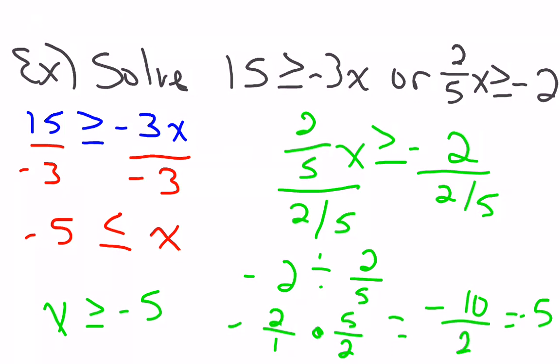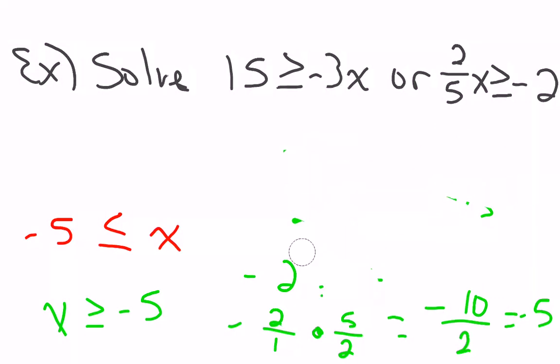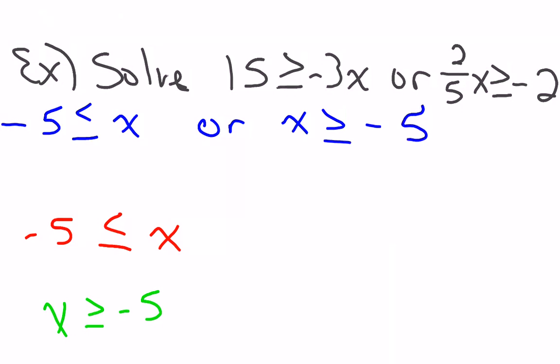All right. Now what? It tells us to solve this. I'm going to erase some of this so we have some room. Let's leave our answers there for just a second. I'll reposition them so that we can look at them a little differently. So we have negative 5 is less than or equal to x, or x is greater than or equal to negative 5, as our answers.